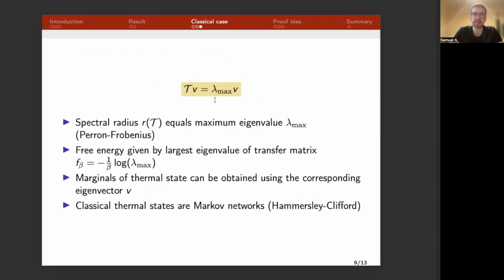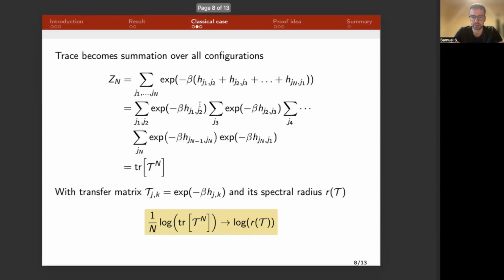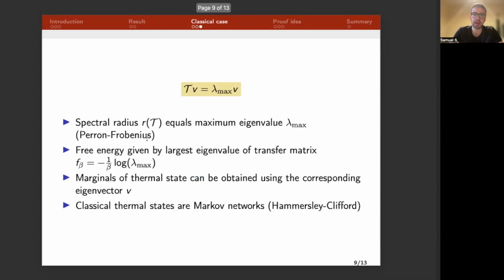The even more convenient thing is this largest eigenvalue will be equal to the spectral radius by the Perron-Frobenius theory. That is because the transfer matrix only has positive entries, because these were all exponentials of some real numbers. As I said, then you just do a small computation. This is -1 over beta times the logarithm of the maximal eigenvalue of this matrix to get the free energy.